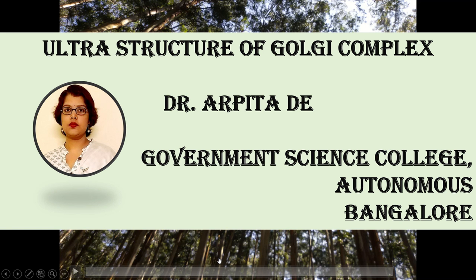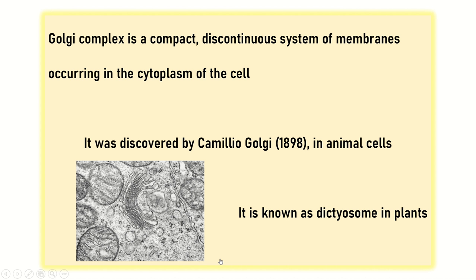The topic for today's discussion is ultrastructure of Golgi complex. Golgi complex is otherwise known as Golgi bodies, Golgi apparatus, dictyosomes, you can call it by any term. Golgi complex is a compact, discontinuous system of membranes that are found to occur in the cytoplasm of the cell.